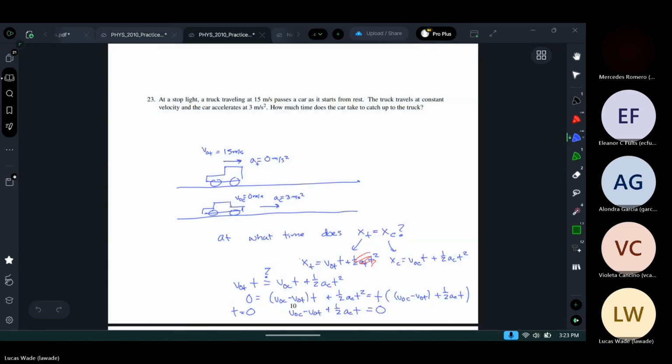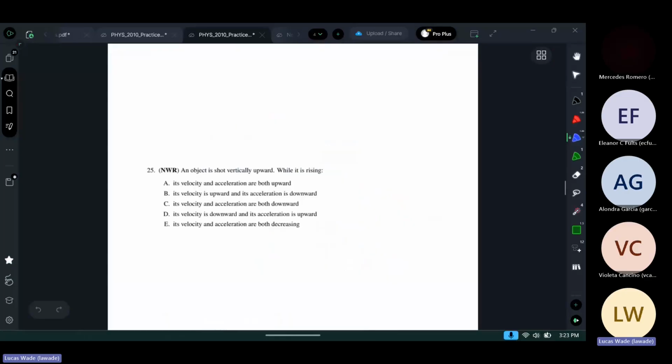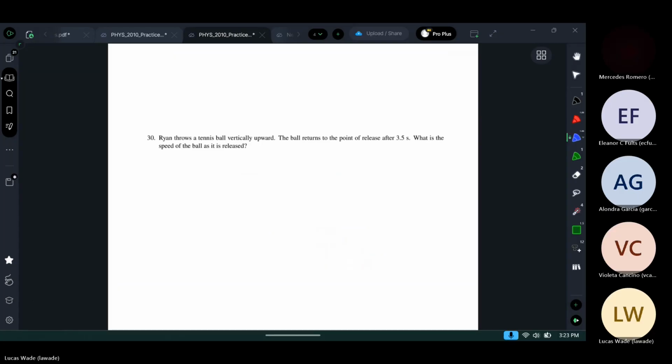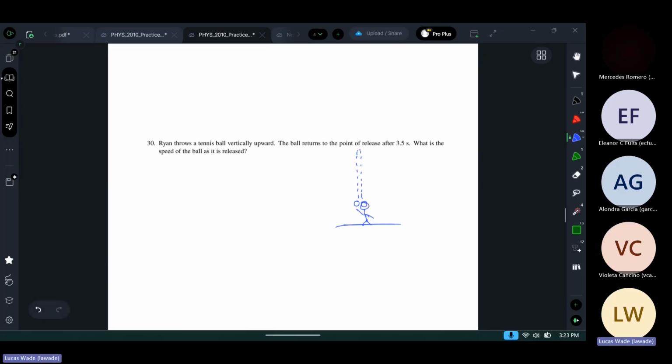But I was also asked about 30. Okay. He throws a tennis ball vertically upward, returns after 3.5 seconds. So here is him throwing a ball straight up. It'll fall back down and reaches that same height after 3.5 seconds. How fast did he throw it?